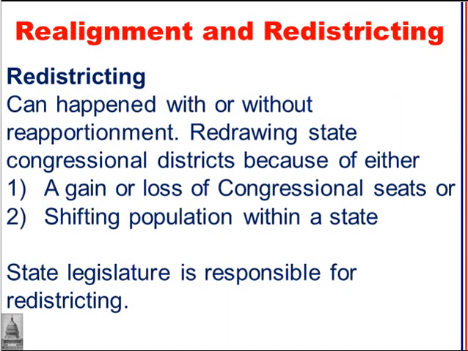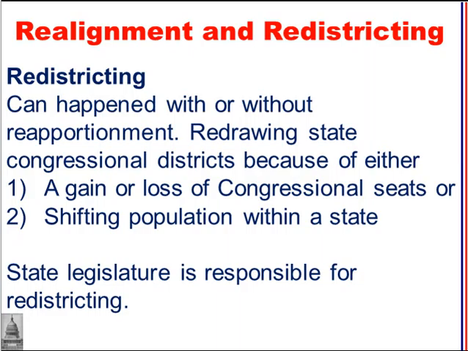Now, redistricting can happen with or without reapportionment. Redistricting is just redrawing state congressional districts. It can happen for one of two reasons. Number one, a gain or loss of congressional seats. So number one is basically because of reapportionment. Or it can happen because of shifting population within a state. So if lots of people in 10 years within a state move from the countryside to the city, then the congressional district boundaries would have to be redrawn within that state to reflect that population shift. The city might then be broken into two different congressional districts, and then the countryside might make a bigger congressional district because it has less people.